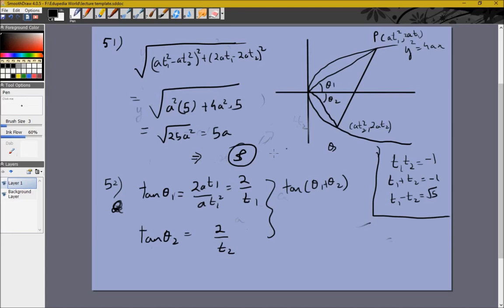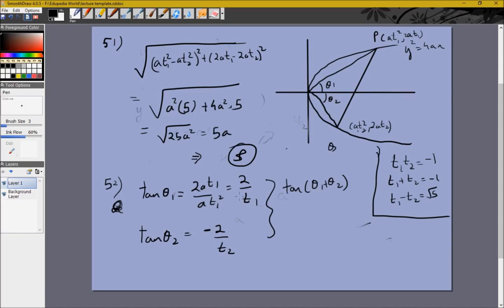But there is a slight catch here which might confuse a few students. So look closely for a second. We know that t1 is positive, x is positive in both cases, and t1 is positive because y of P is positive, and t2 is negative because y of Q is negative. Right, but theta 1 and theta 2 are both in the first quadrant whose tan will be positive. So tan theta 2 actually is minus 2 by t2.